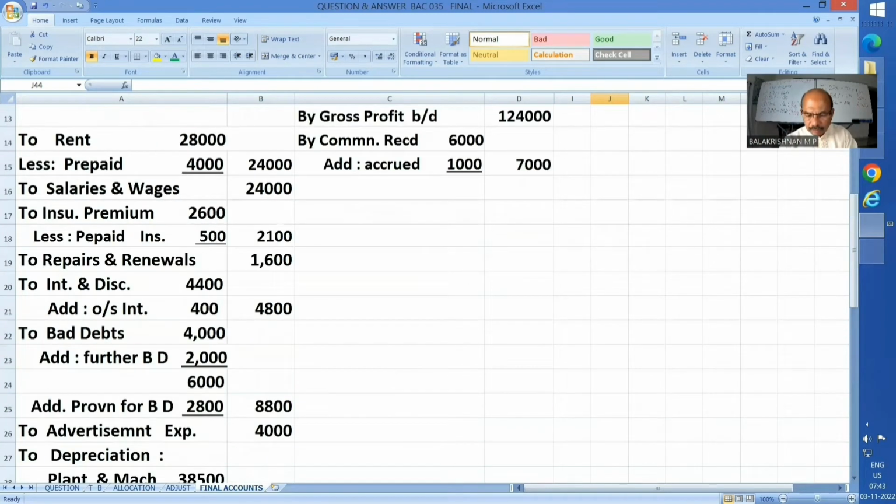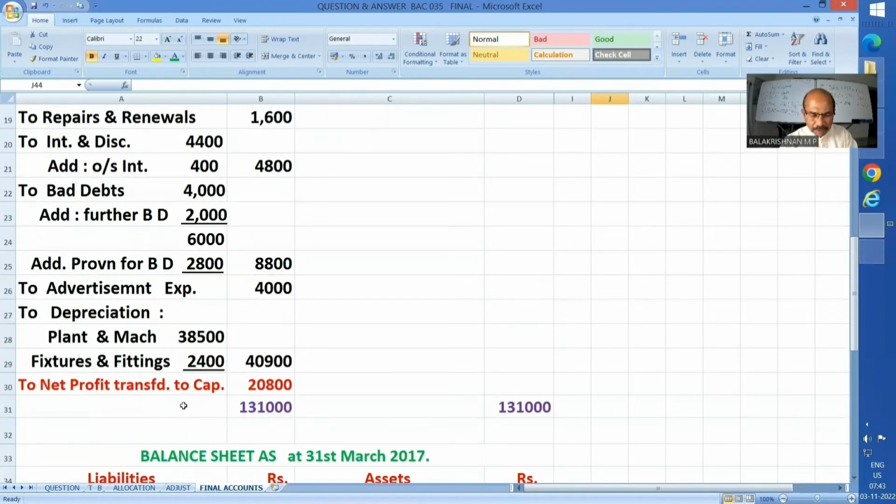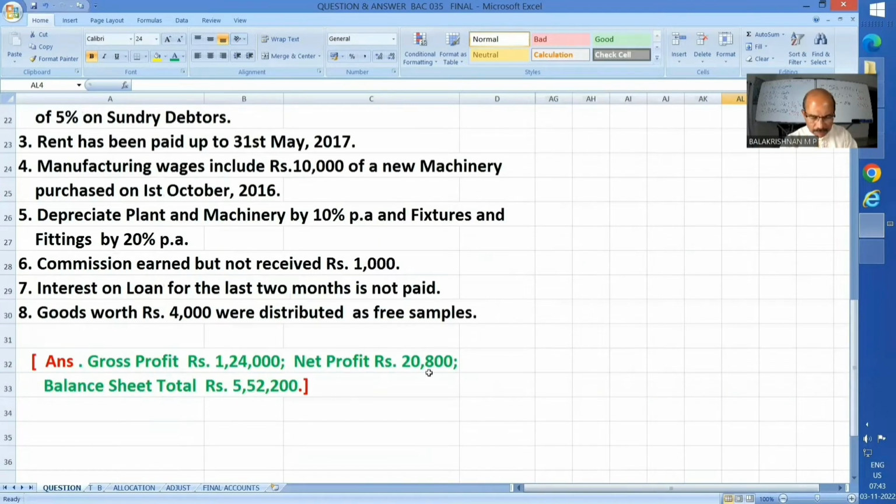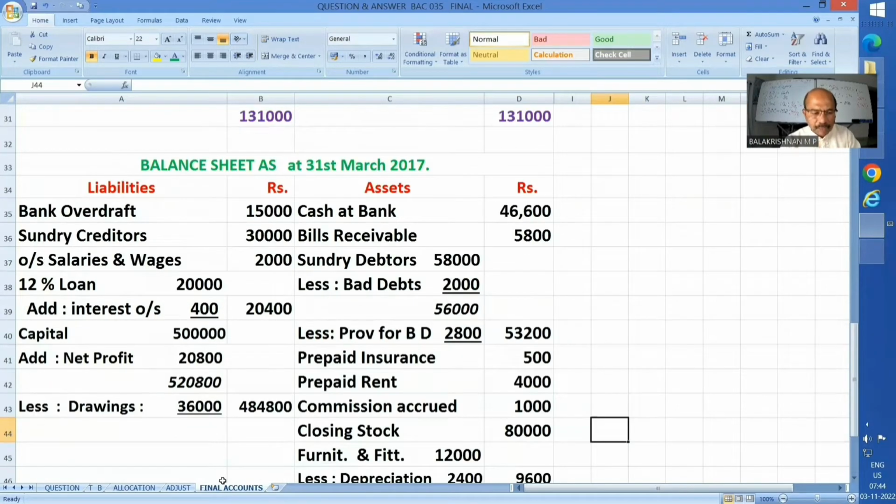So total the heavier side, that's the income side, put it here. The difference is 20,800. Since the income side is more, obviously it is net profit. I'm transferring it to capital. This also, let us check. Yes, 20,800. Now let us move to the balance sheet.